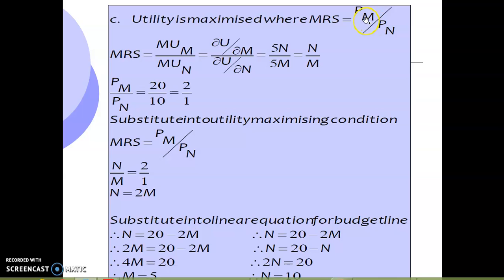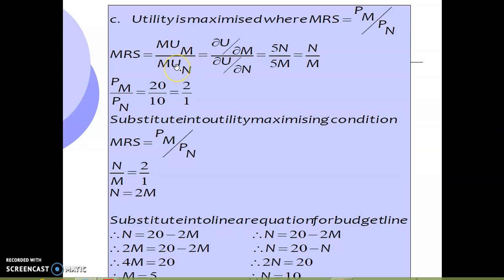So magazines was our good on our horizontal axis, so it is the price of M over the price of newspapers. And also for our marginal rate of substitution, which is also equal to our ratio of our marginal utilities, we saw that in section 3.5. It is going to be our marginal utility of magazines over our marginal utility of newspapers.